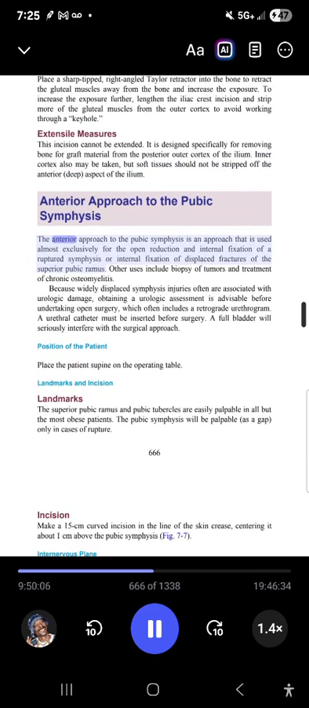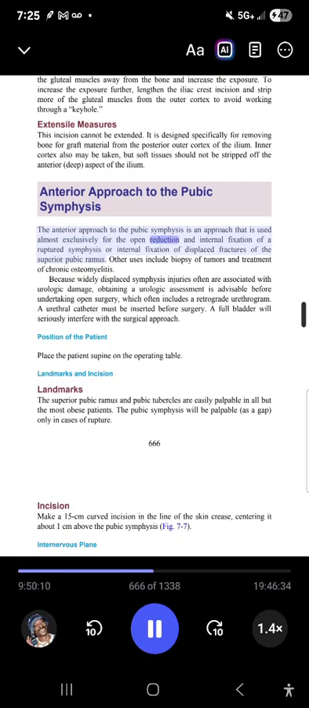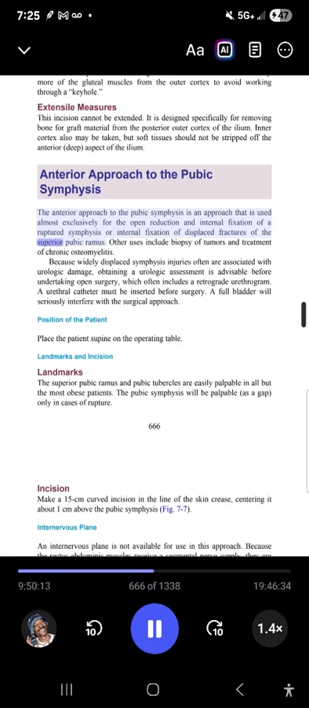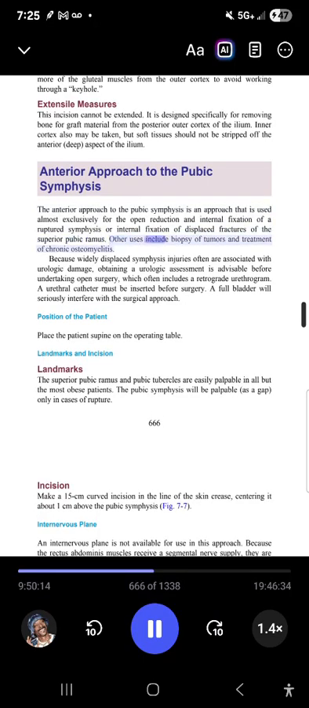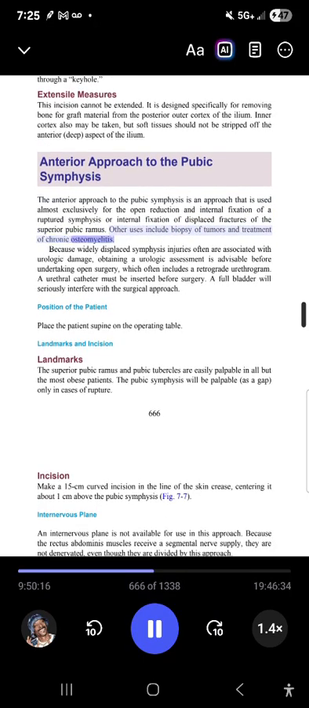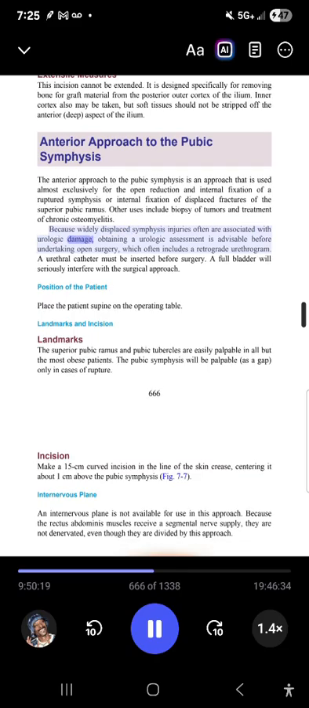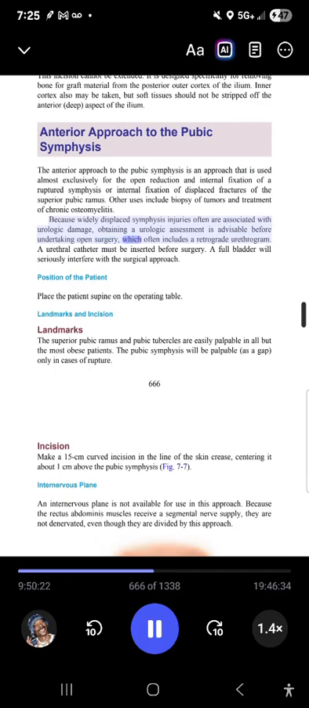The anterior approach to the pubic symphysis is an approach that is used almost exclusively for the open reduction and internal fixation of a ruptured symphysis or internal fixation of displaced fractures of the superior pubic ramus. Other uses include biopsy of tumors and treatment of chronic osteomyelitis. Because widely displaced symphysis injuries often are associated with urologic damage, obtaining a urologic assessment is advisable before undertaking open surgery, which often includes a retrograde urethrogram.